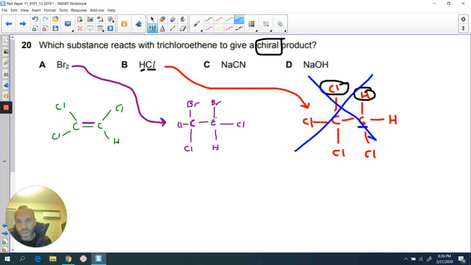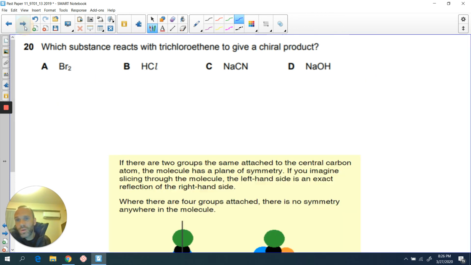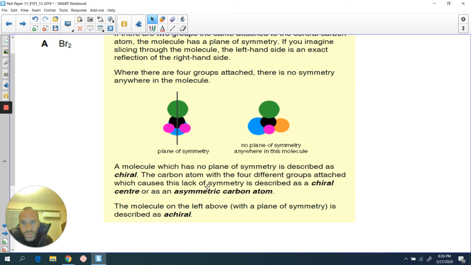Let's just show why that is the case. If we take this to be the central carbon, then we've got 1, 2, 3, and 4 different groups attached to that central carbon atom. So this is the chiral center, and it's a chiral product because a molecule which has no plane of symmetry is described as chiral, and the carbon atom essentially has to be attached to 4 different groups to be described as chiral.